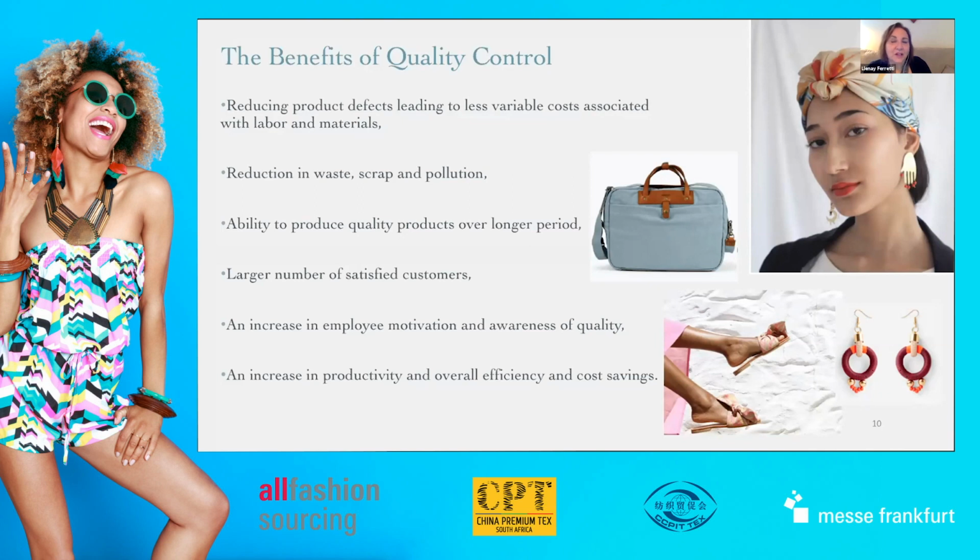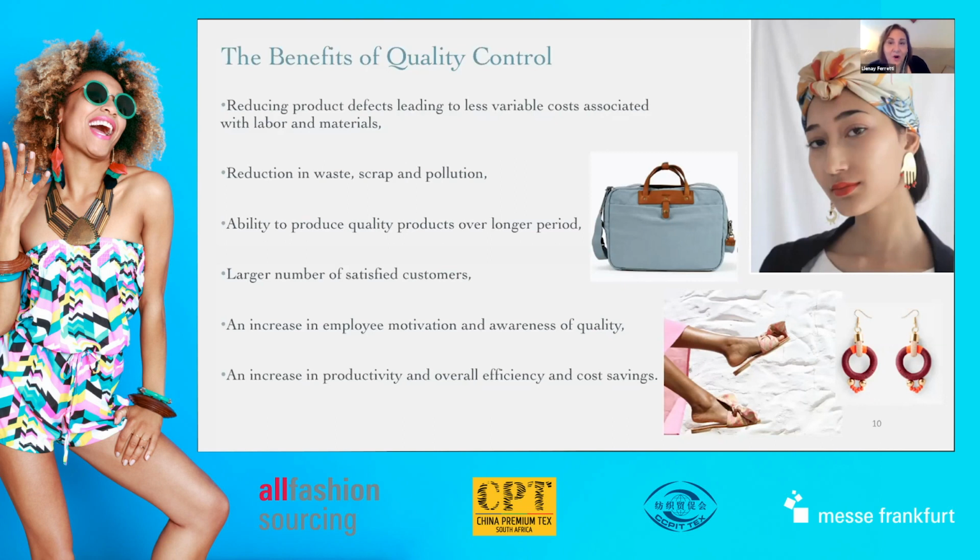So the benefits of quality control are more than just a good quality product. It actually impacts your entire production process. A good quality control system will reduce the amount of defects in a product, and that will save costs in both labor and material. That will also reduce waste and scrap and pollution. It allows you the ability to create a system that can produce a quality over a longer period of time in a consistent manner.